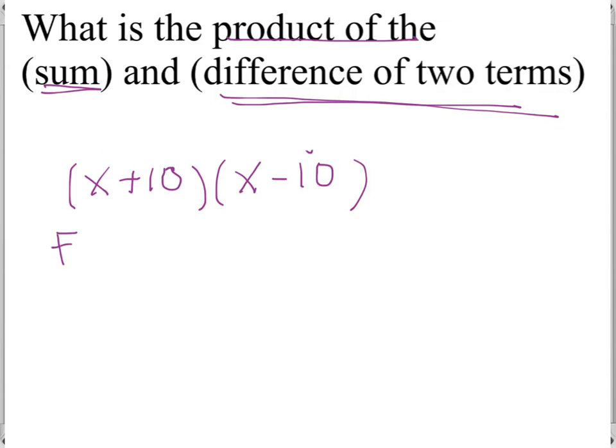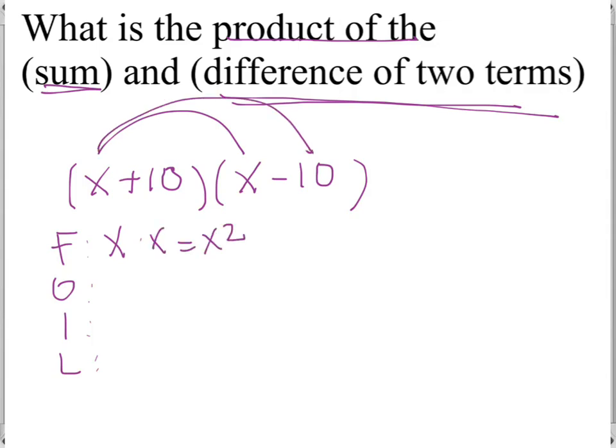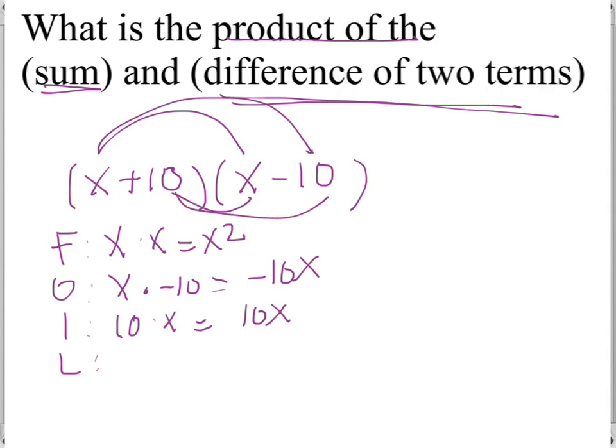Since it's a binomial multiplication, we can always use FOIL. Okay, FOIL is for a binomial times a binomial. So I do x times x, which is x squared. Now the next term is x times negative 10, because remember, you want to think of that minus 10 as negative 10. Okay, and the inner terms is 10 times x, which is 10x, and the last term is 10 times negative 10, which is negative 100.